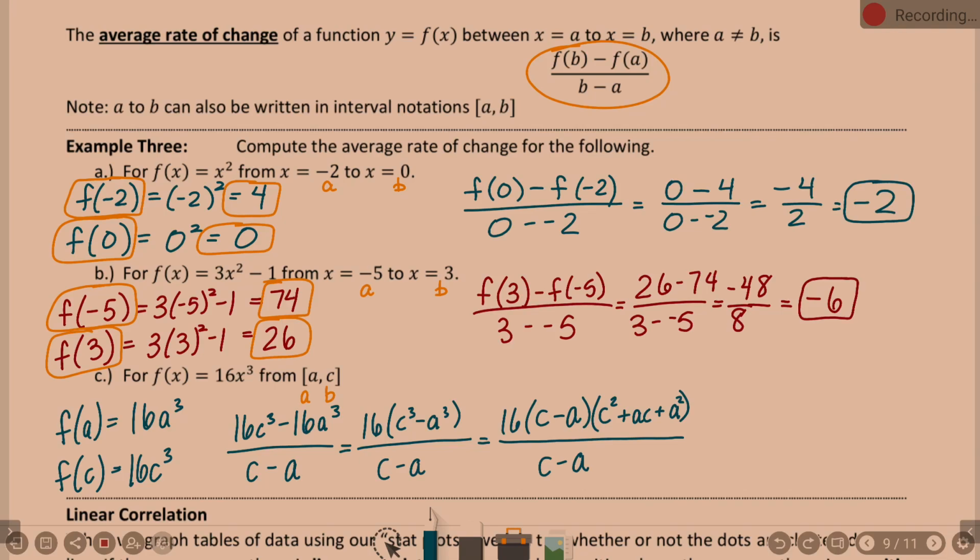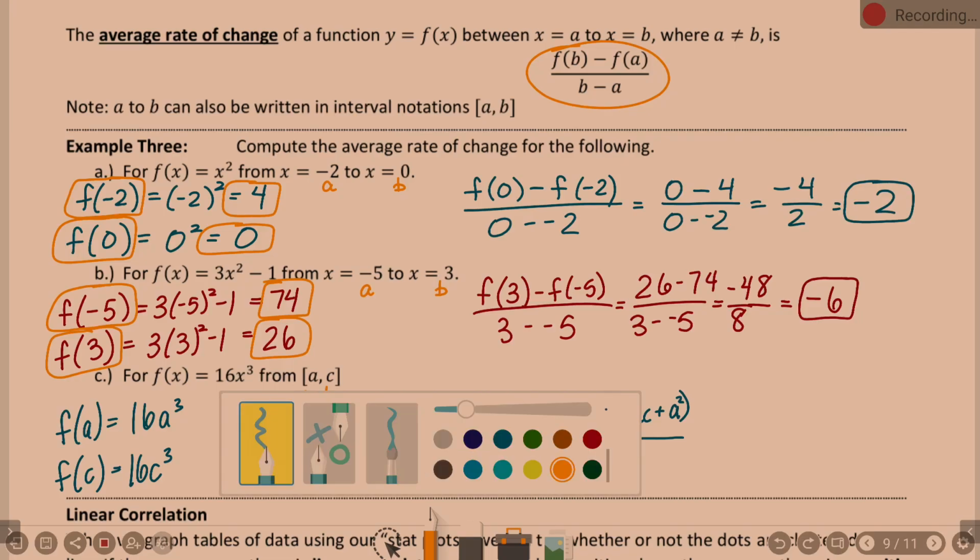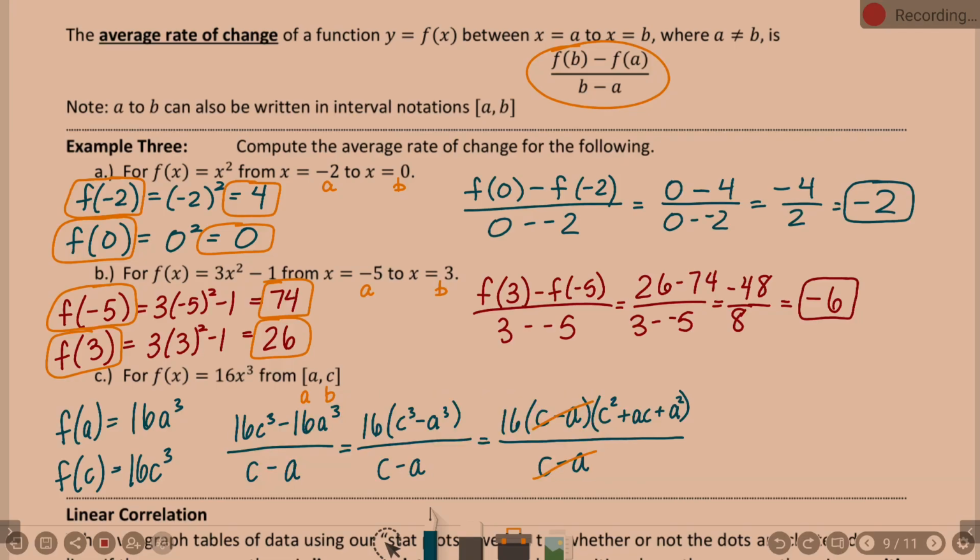Now, what did I just set up to happen? You can cross out the c minus a. C minus a can cancel with c minus a. What are we left with? 16 parentheses c squared plus AC plus a squared.